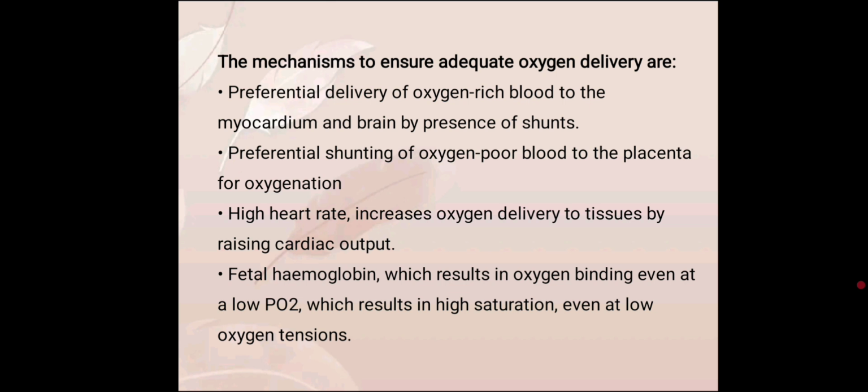The last mechanism to ensure adequate oxygenation is fetal hemoglobin. Fetal hemoglobin has a higher affinity to bind to oxygen than adult hemoglobin, and this will help the fetus to extract oxygen from the maternal circulation. The mechanisms to ensure adequate oxygenation are the presence of shunts to ensure oxygen-rich blood to vital organs, the presence of the placenta for oxygenation, higher fetal heart rate, and fetal hemoglobin per se.